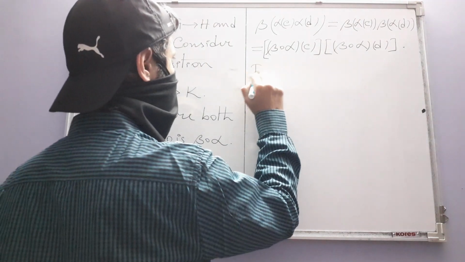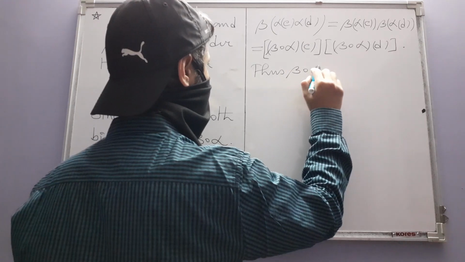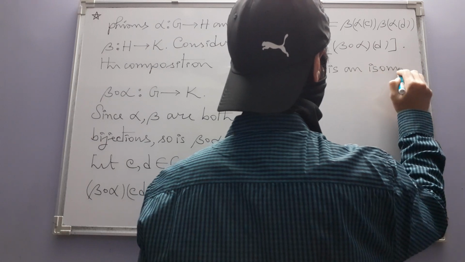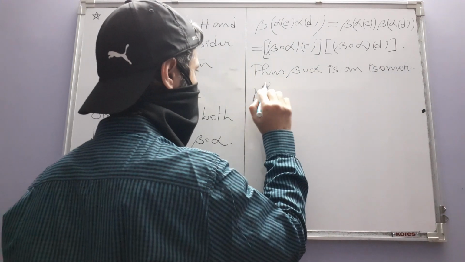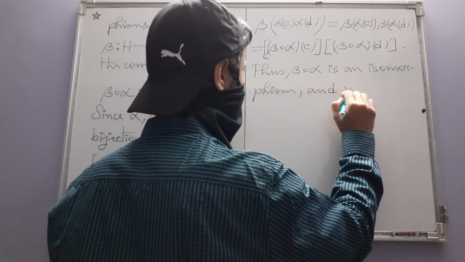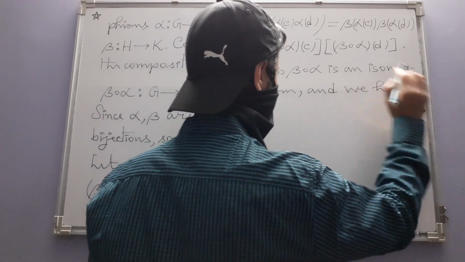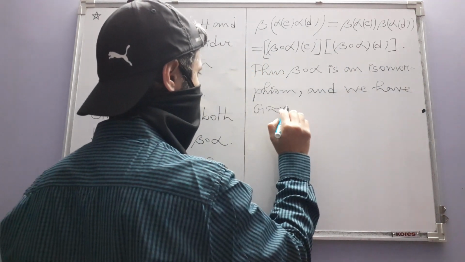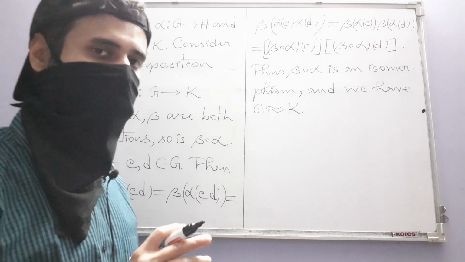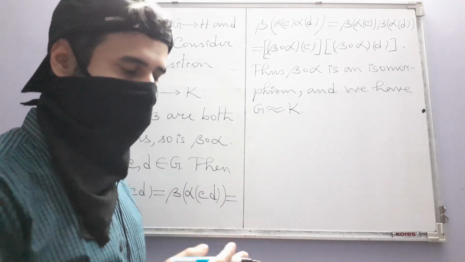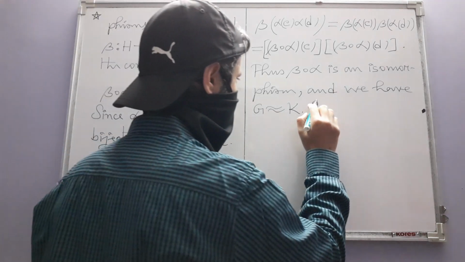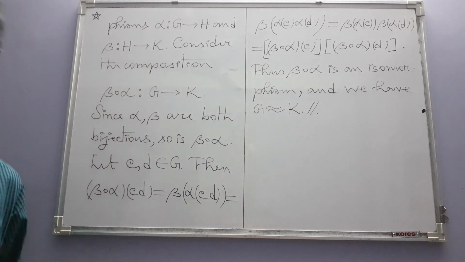Thus, this is an isomorphism and we have G isomorphic to K. So we have completed proving that the relation of two groups being isomorphic is transitive as well, and that is why it's an equivalence relation. So you can write the final conclusion. I am ending the solution here itself. Let's see the next one.